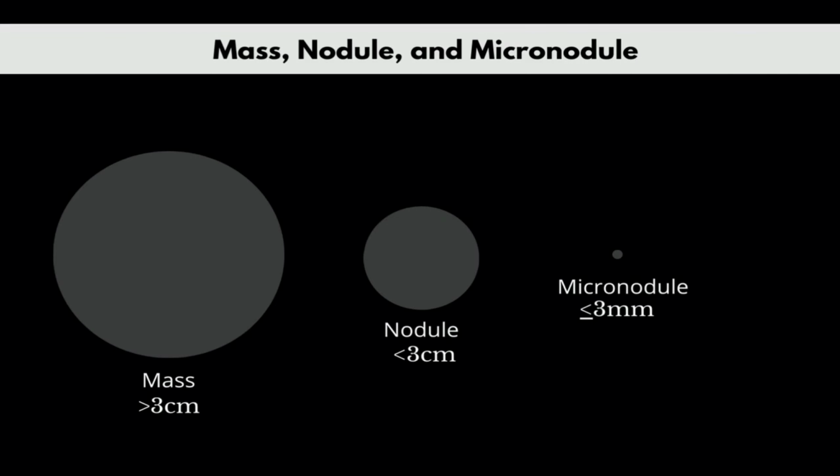Let's go over the definition of a nodule. A nodule is a rounded or irregular opacity, well or poorly defined, that measures less than 3 cm in diameter. In contrast, a micronodule is a focal round opacity less than or equal to 3 mm in diameter.